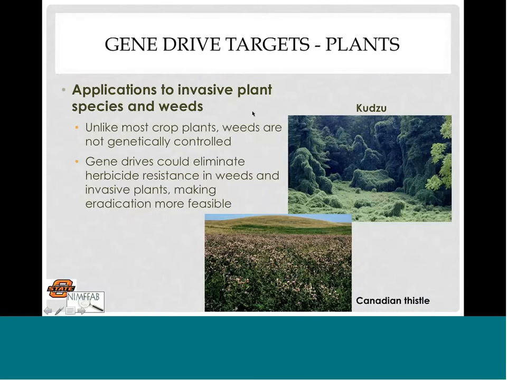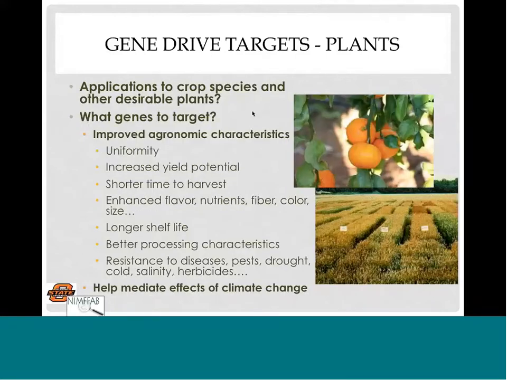As I mentioned, they've been considered as potential targets for weed control. And unlike most crop plants, weeds are not generally controlled by genetic means, and gene drives could eliminate herbicide resistance, making eradication more feasible. If you have ever traveled in the South, you've probably seen blankets of kudzu that looks like this picture here. And there are many invasive, very invasive weed species.